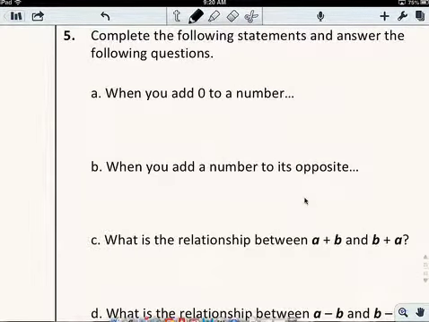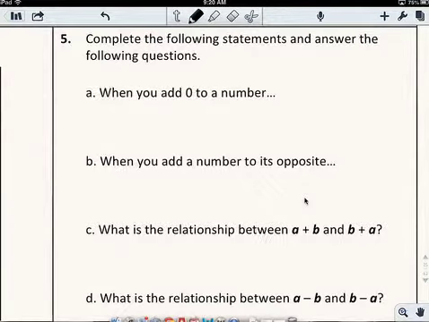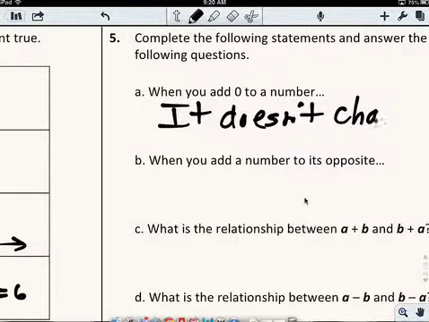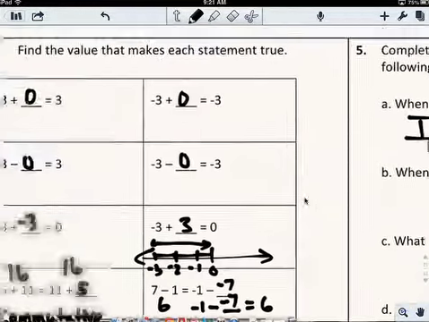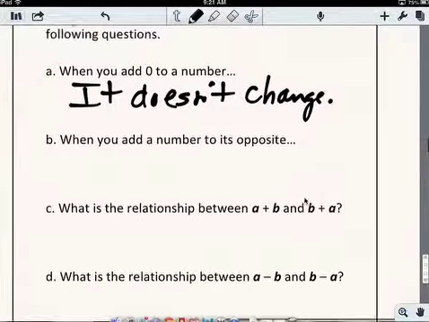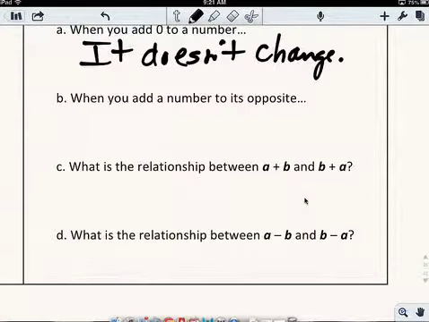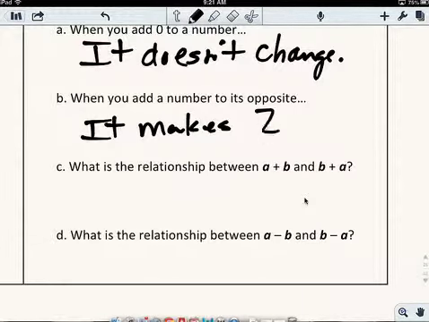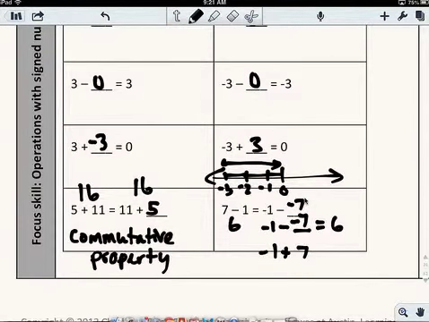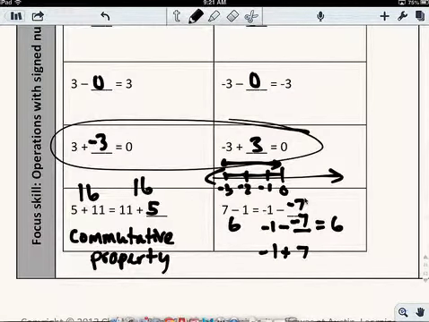Complete the following statements and answer the following questions. When you add 0 to a number, it doesn't change. And that's what we found up here. When you add a number to its opposite, it makes 0. And that's what we found here. 3 and negative 3 are opposites.